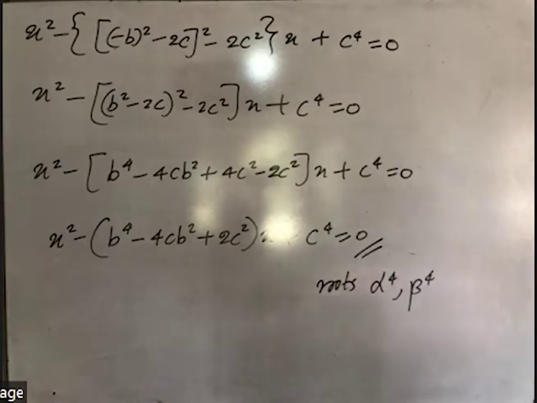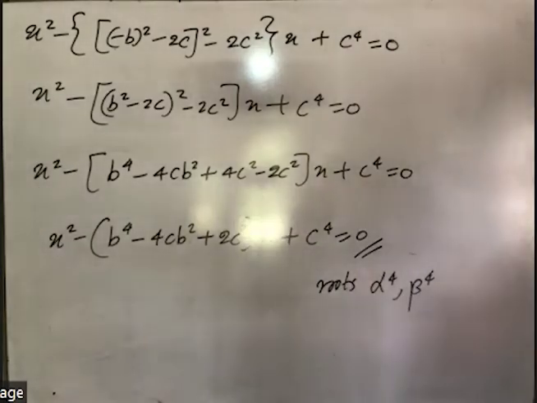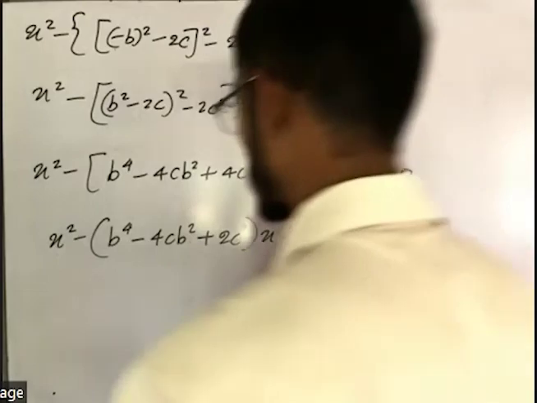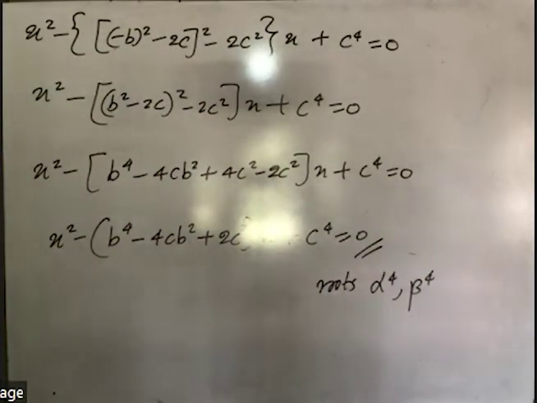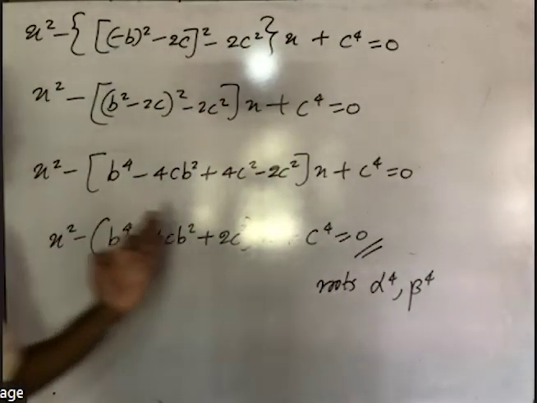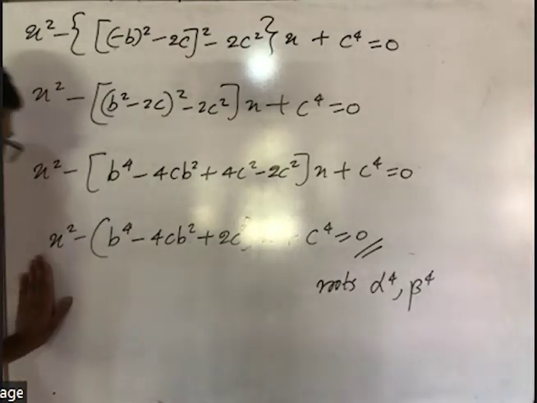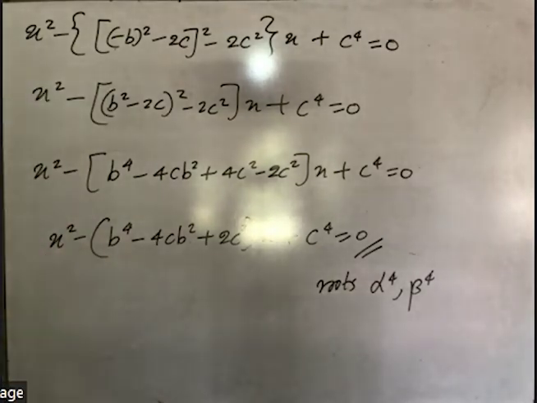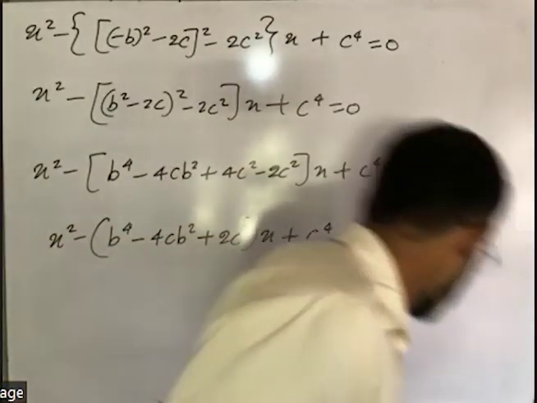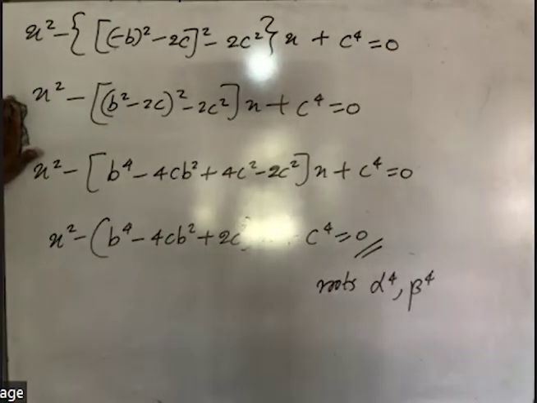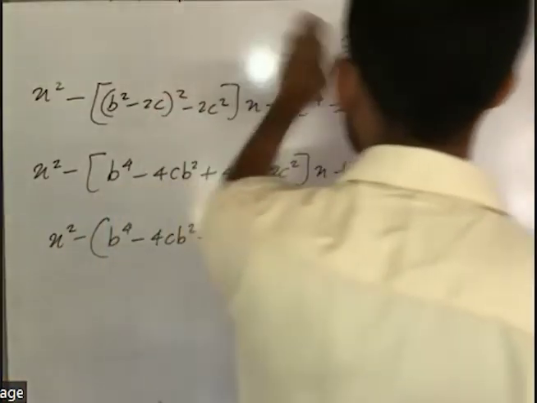Right. Now, using this equation, we have found the equation with roots alpha to the power 4, beta to the power 4. Now, using this, we can derive the second equation. Right. So, let's derive the second equation.